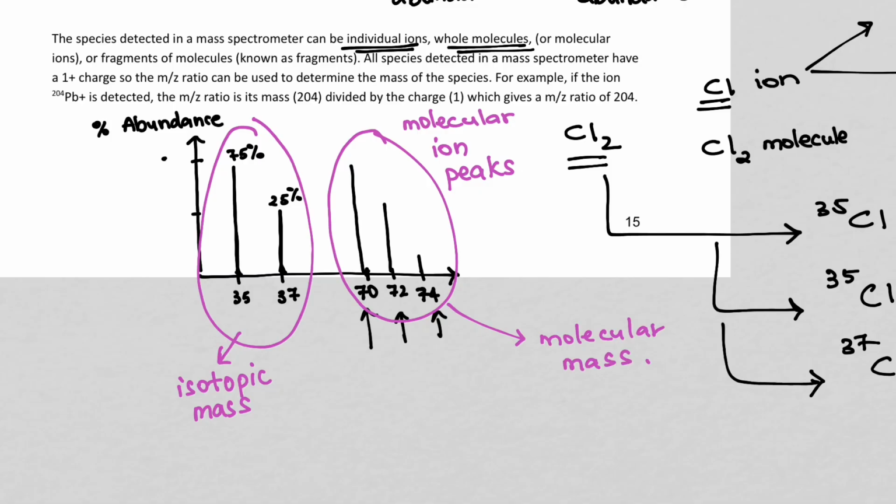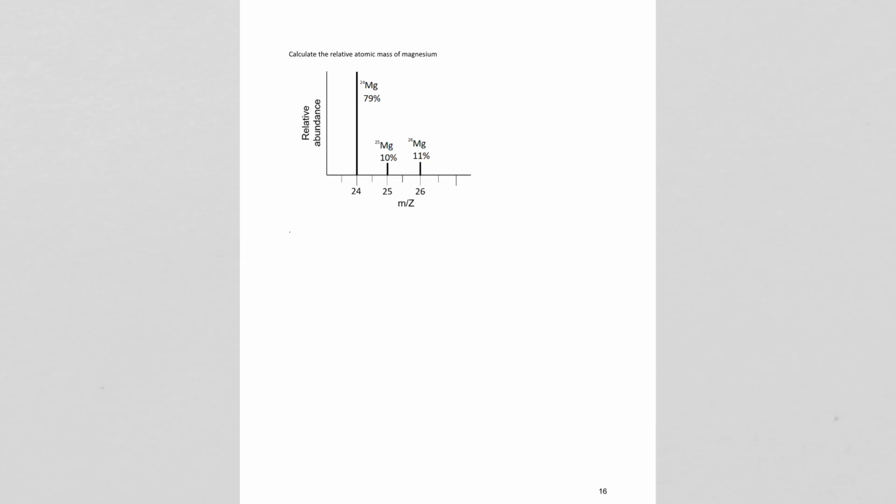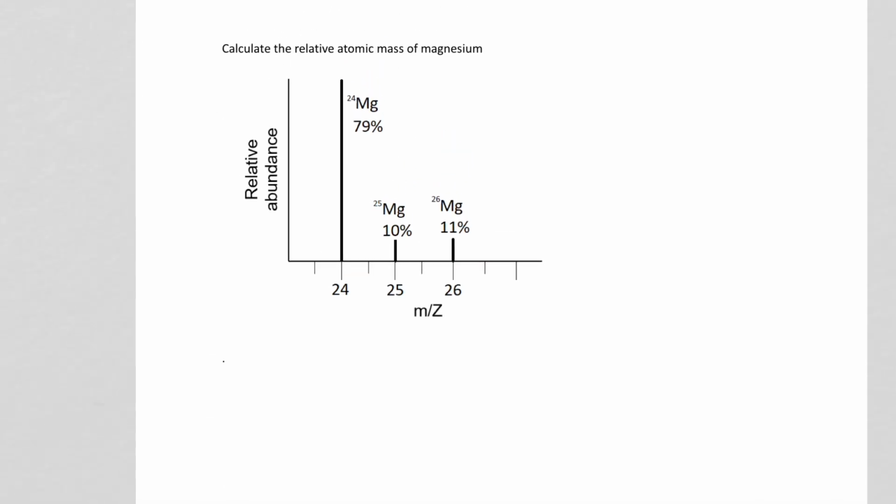All right. Let's look at the first example. So here you have the mass spectrum of magnesium, and you need to find the relative atomic mass. So relative atomic mass is found from isotopic masses. So you have magnesium 24, magnesium 25, and magnesium 26.